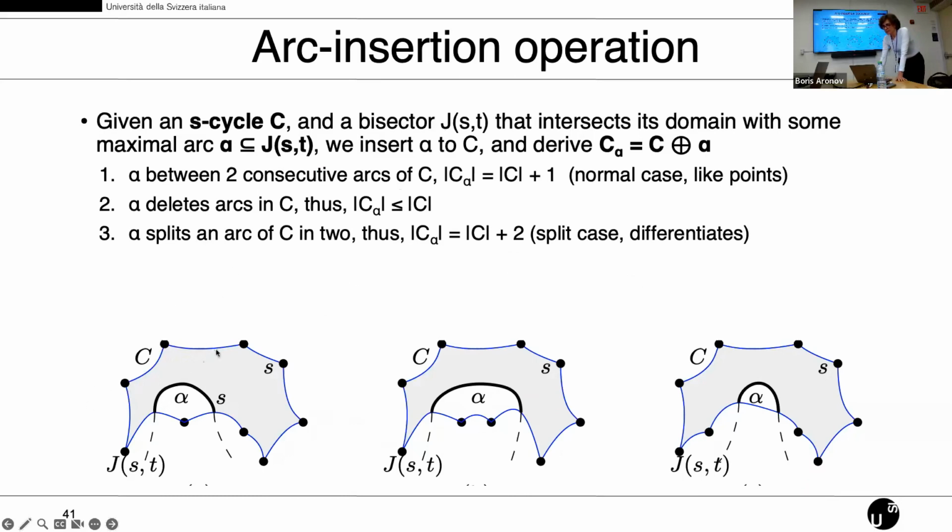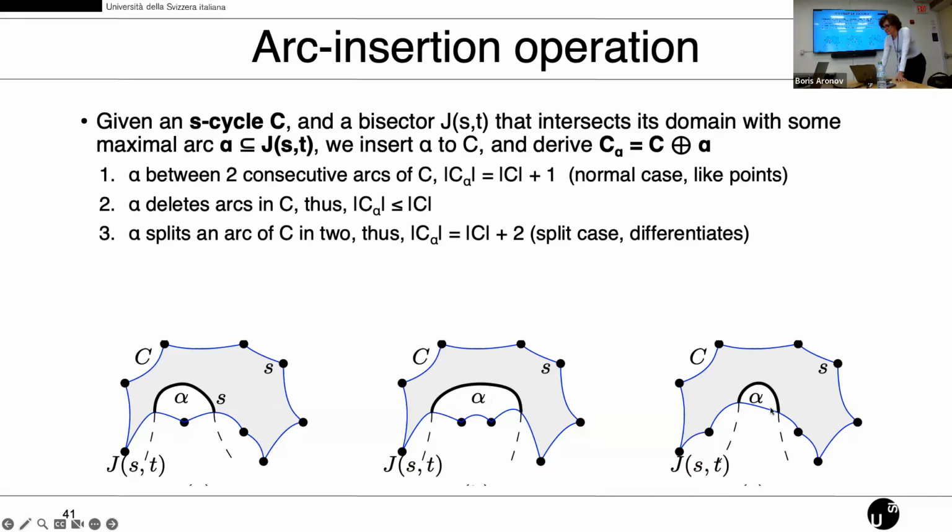So given a cycle for a site S, given a bisector that intersects the interior of that cycle, the domain of the cycle, with an arc alpha, we insert alpha to C, and we derive the result. So these are the three cases we have. This is the ordinary case that appears also with points. We insert an arc between two other arcs. Here, the insertion of an arc deletes a number of arcs.